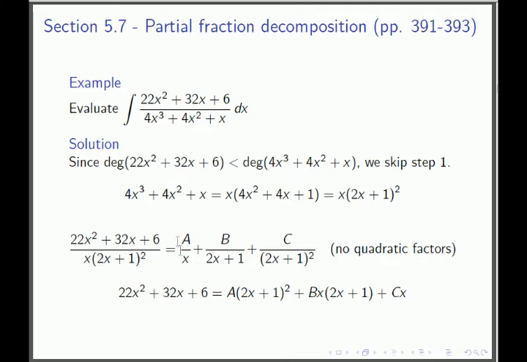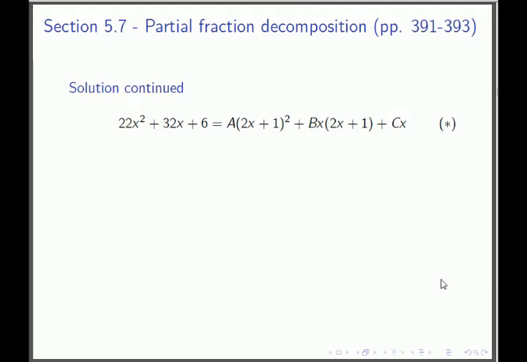So if I multiply a over x by that, then I just get a(2x + 1) squared. If I multiply b over (2x + 1) by x(2x + 1) squared, then I have bx(2x + 1). And finally, if I multiply c over (2x + 1) squared by this denominator over here, then I'm left with just cx. Okay, so now how do I find the values of a, b, and c?